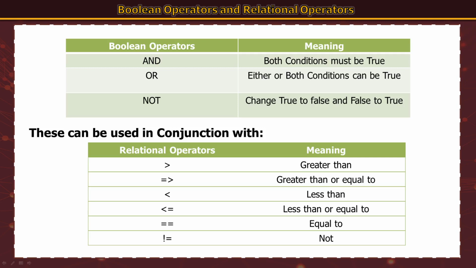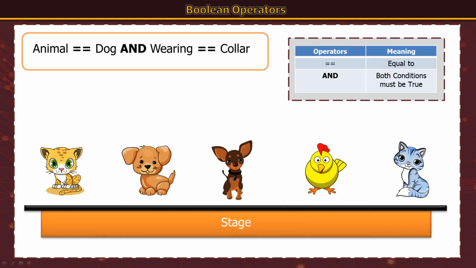So here I'm showing the Boolean operators that we're currently learning about and the relational operators we learned about in the previous video. Let's have a look what happens when we combine them. In this example we're using the Boolean operator of AND and the relational operator of equal to. So we're checking basically if the animal is a dog and it's wearing a collar. Remember that both of those conditions must be true in order for the AND to work.